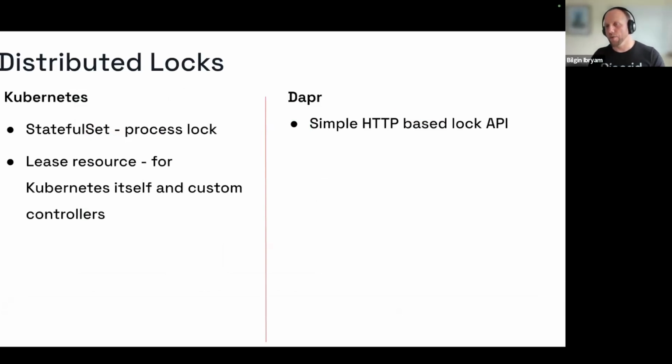So from this point of view, I would say a stateful set can be used almost like a process-level lock if you want to make sure that there are only a specific number of instances at most, when you need some stronger guarantees than a deployment set. The lease resource is really if you want to write your own Kubernetes operator. And if you want something simple, the Dapr HTTP lock API can offer you that.